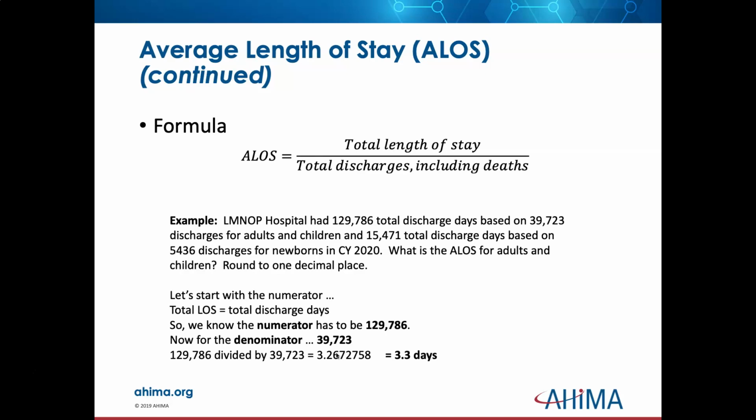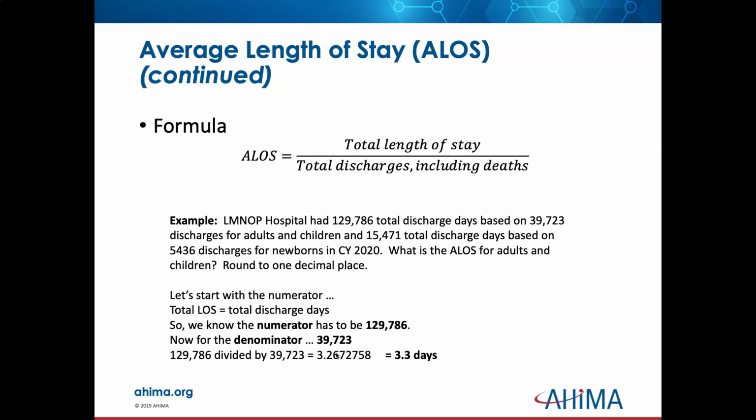So let's look at this example here. We have a hospital. They had 129,786 total discharge days based on 39,723 discharges for adults and children. And then they had 15,471 total discharge days based on 5,436 discharges for newborns. And this was in calendar year 2020. What is the average length of stay for adults and children rounded to 1 decimal place?